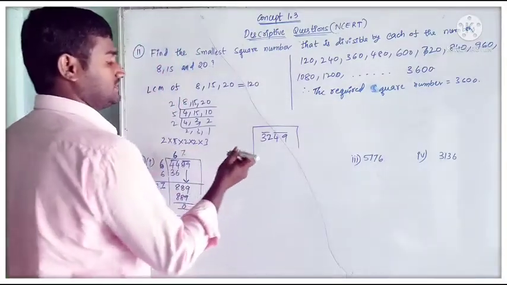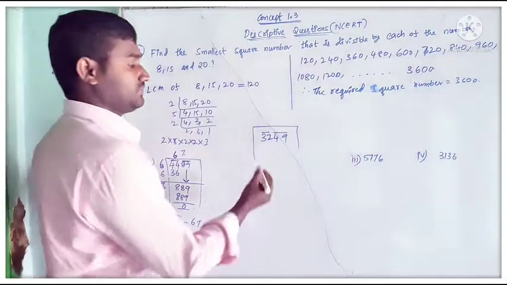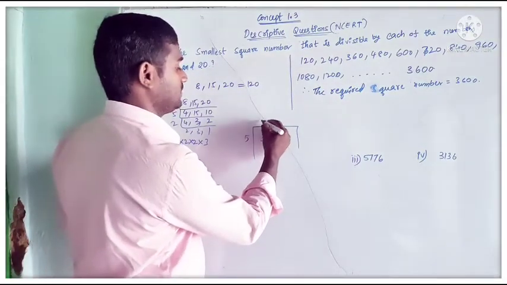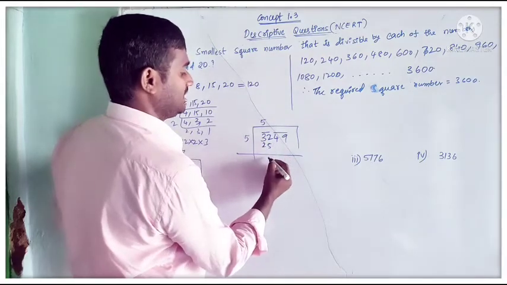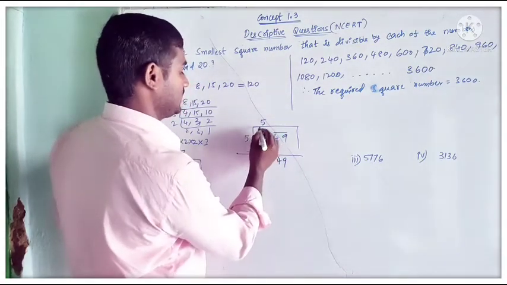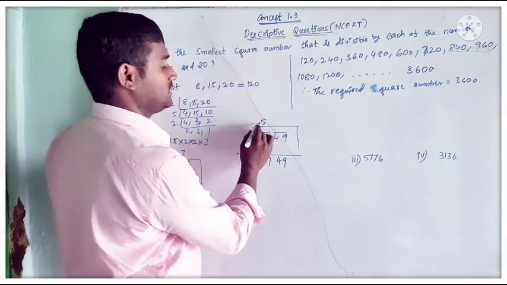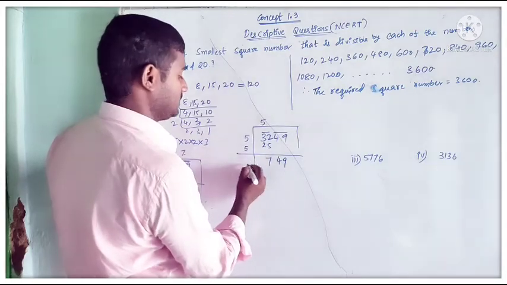Now, what is the nearest perfect square to 32? 25. Yes, 25, because 5 into 5. So 25. Next, 32 minus 25 is 7. Next, bring down the next bar number. So this 5, we need to add this number. That number must be added to this number. 5 plus 5, 10. So 10.